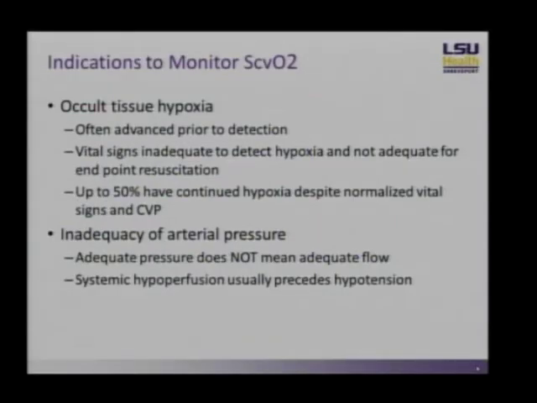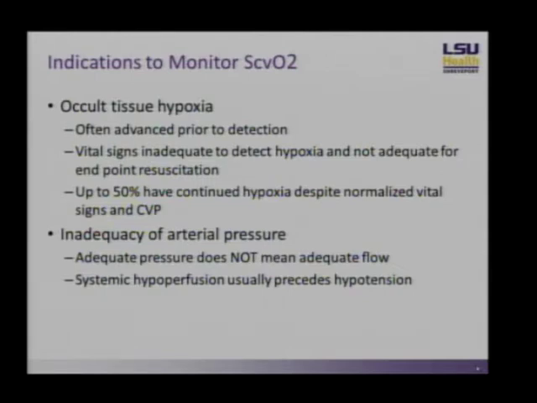So based on that, people were like, wow, this is great. Everybody needs to do EGDT. And what is this SCVO2 of which you speak? What is this great new thing that we are monitoring? Well, central venous oxygen saturation, basically you measure occult tissue hypoxia and you measure the inadequacy of arterial pressure, to be honest with you.